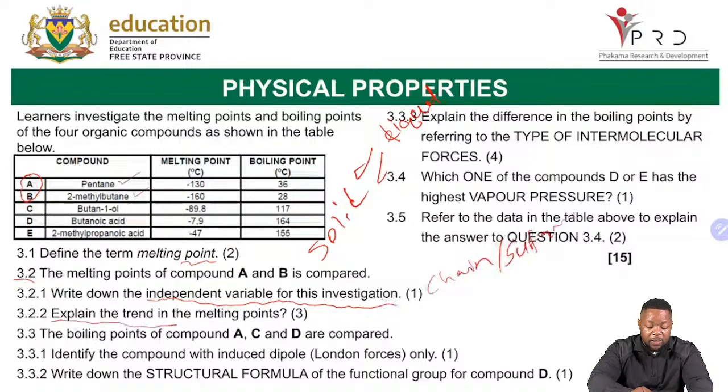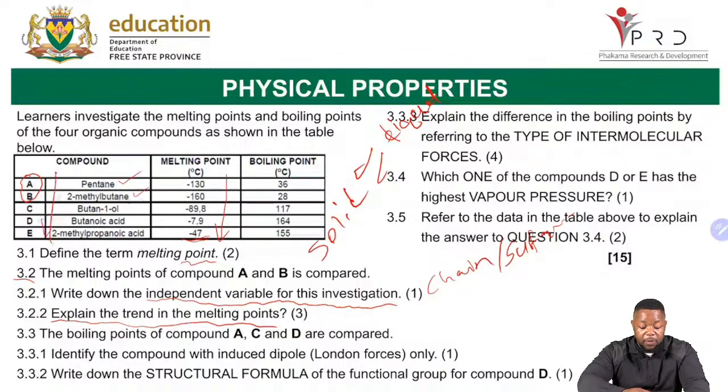So 3.2.2 says, explain the trend in melting point. So let's look at them. We look at the melting points, they start from negative 130, they go on to negative 47. So we can see that the melting points are increasing as we go down. And then what we see in terms of the compounds is that as we go down, they are becoming more branched.